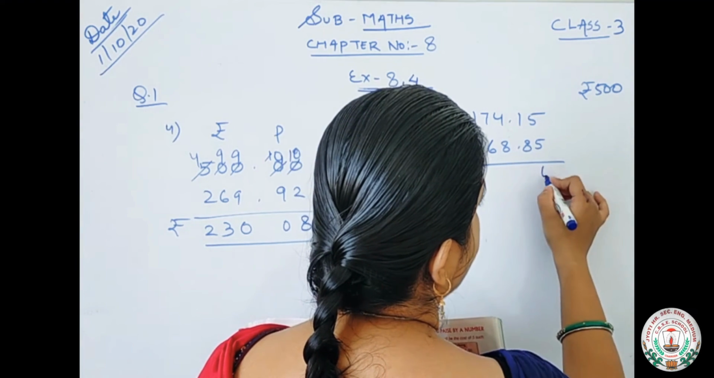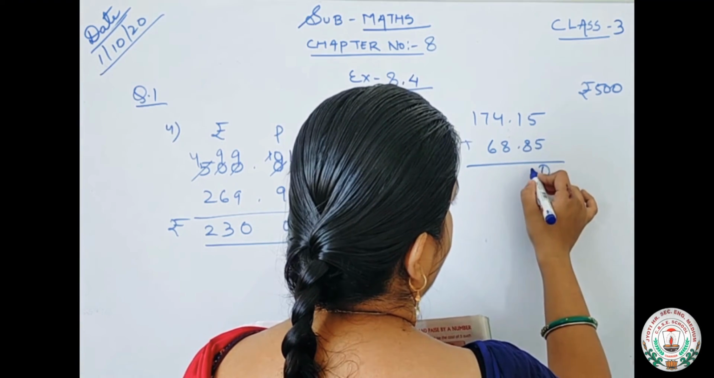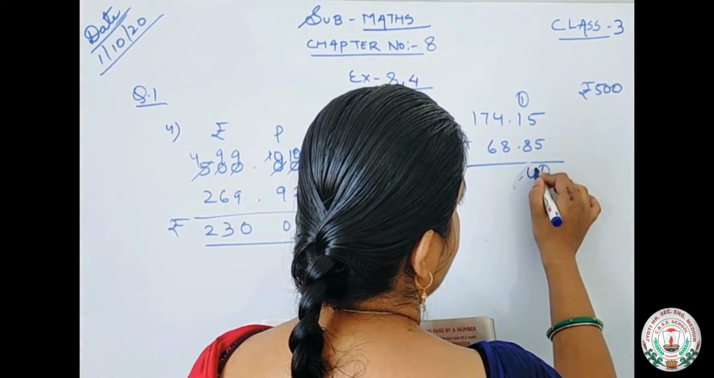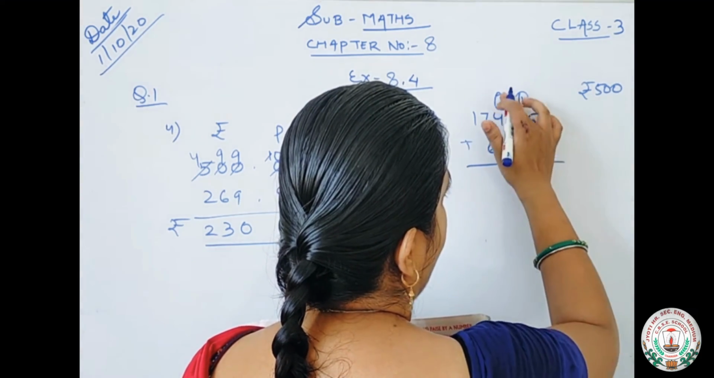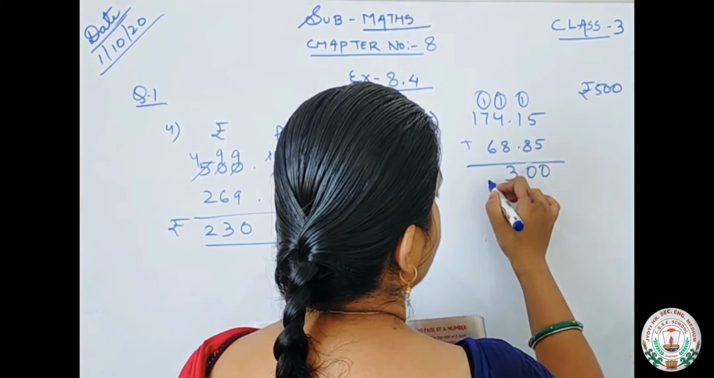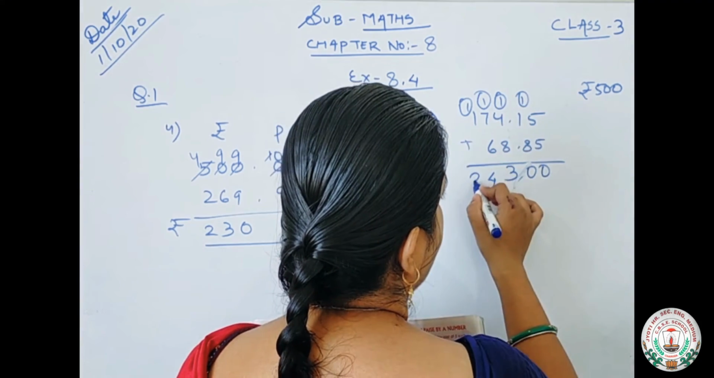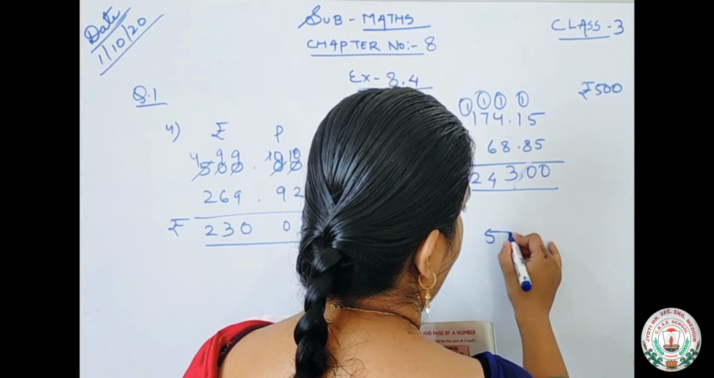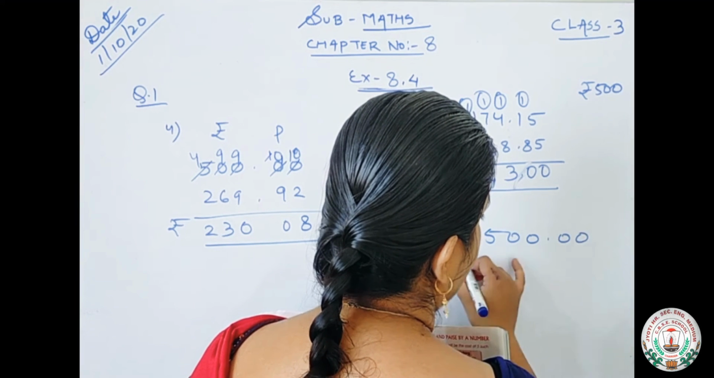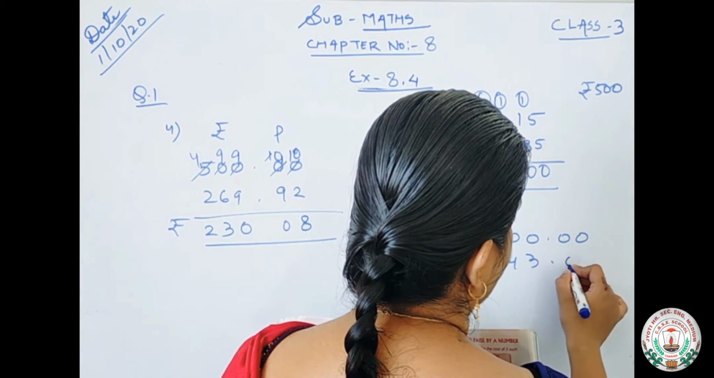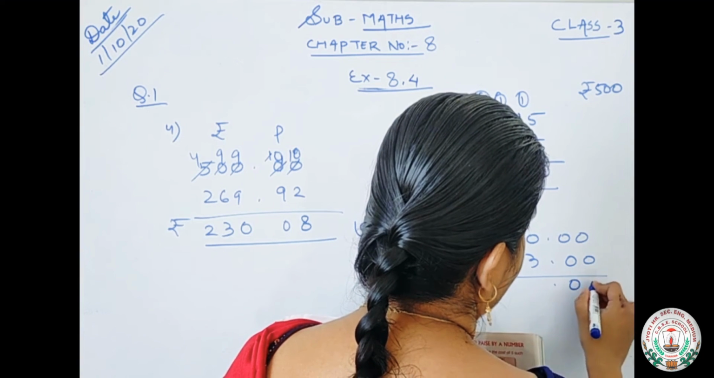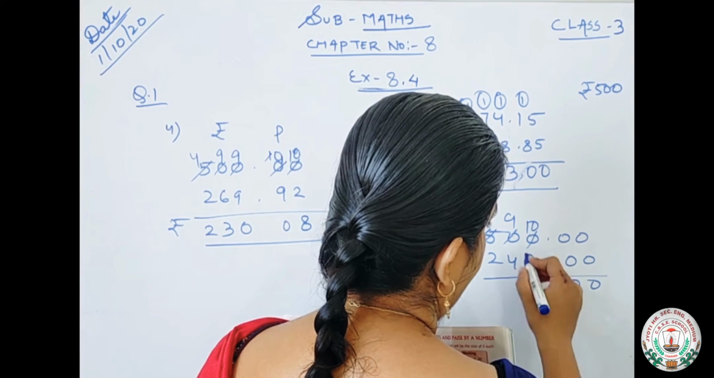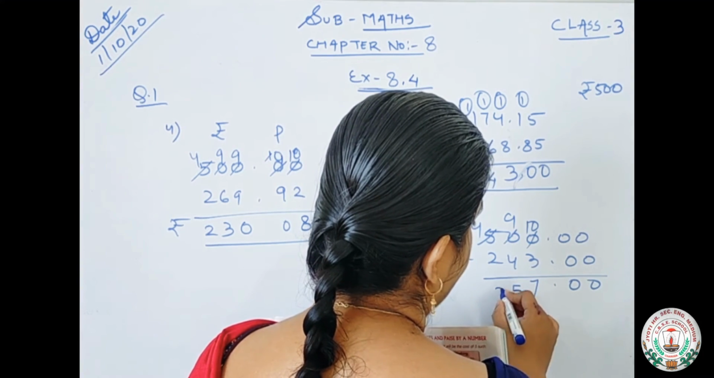Okay, 5 plus 5 is 10, 0, carry 1, 8, 9. Then 8 plus 4 is 12 plus 1 is 13, 3, carry 1, 7 and 7 is 14, 4, carry 1, is 2. So how much is the total amount? 243. Now subtract from 500. 500.00 minus 243.00. So in the paise column, zeros, 4, 9, 10. 10 minus 3 is 7, 9 minus 4 is 5, 4 minus 2 is 2.